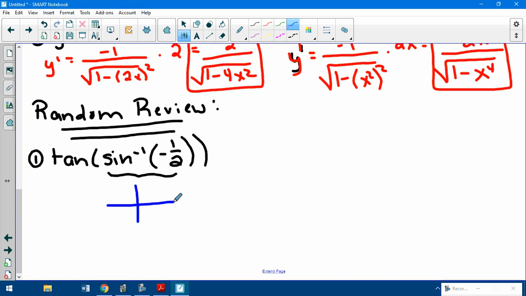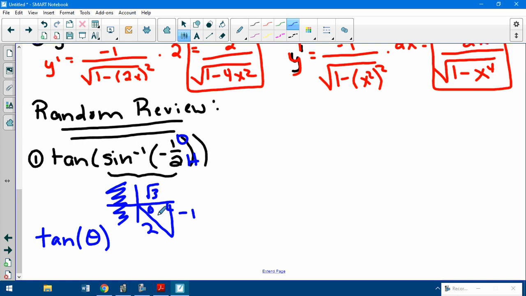So I would draw a triangle. Since it's sine inverse, we shade out the left-hand side. And it's negative, so I'm going to be in the 4th quadrant. Opposite is -1, hypotenuse is 2. So what's the missing side? Radical 3. So do I know the angle? Sure, it's 30, but I don't really care about that, because all I care about is that this whole answer was equal to some angle. It's supposed to be a theta.